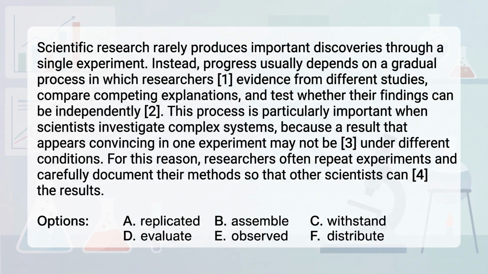Finally, let's finish off this passage. For this reason, researchers often repeat experiments and carefully document their methods so that other scientists can blank for the results. I want you to logically deduce this one with me. What do other scientists actually do when you hand them your documented methods and your final results? Contrast remaining options, evaluate, and distribute.